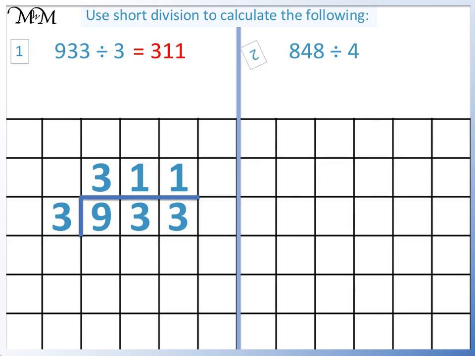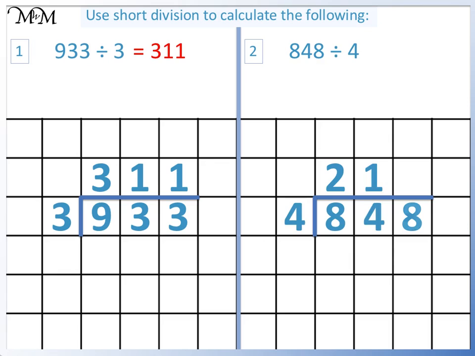Question 2. 848 divided by 4. 8 divided by 4 equals 2. 4 divided by 4 equals 1. And 8 divided by 4 equals 2. So 848 divided by 4 equals 212.